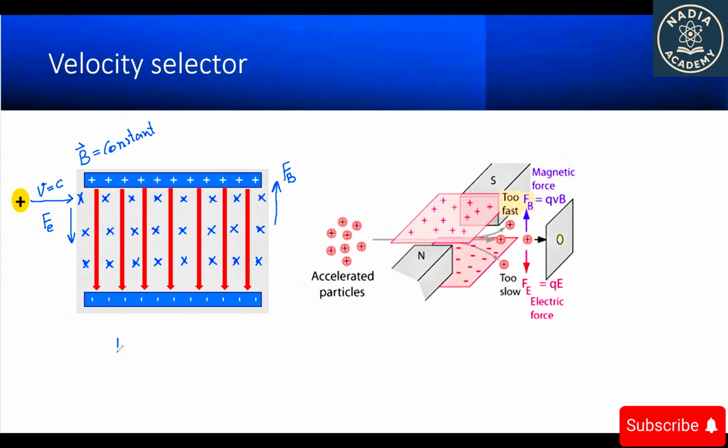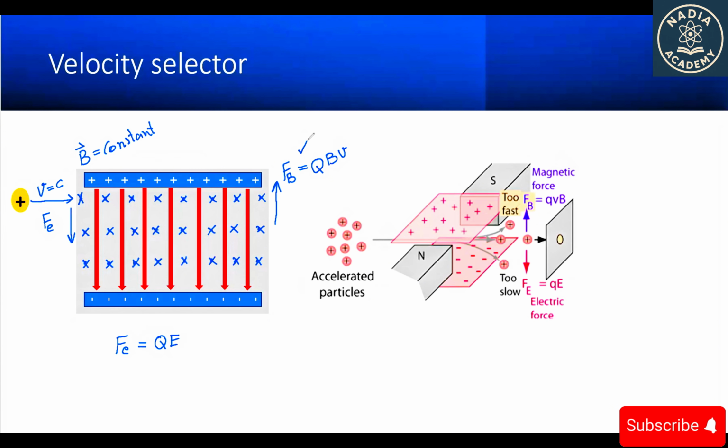These two forces, let's write their formulas, then we can understand their effect on this charged particle. The electric force is Q times the strength of the electric field, and the magnetic force, if you remember, is the charge times the magnetic flux density times the velocity of the charged particle. When this charged particle enters this region, it will experience two forces, one downwards, the other upwards.